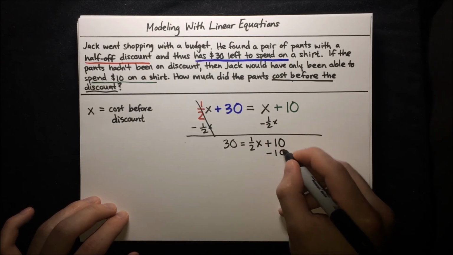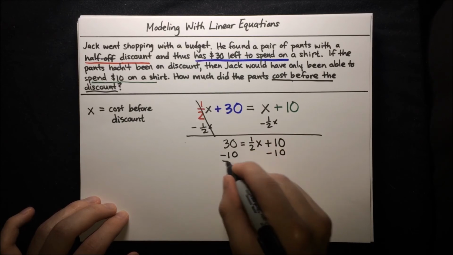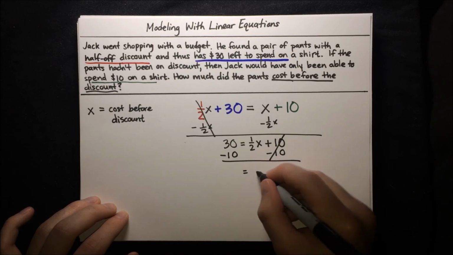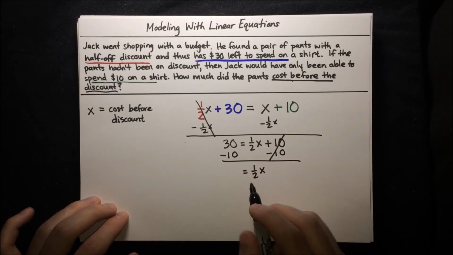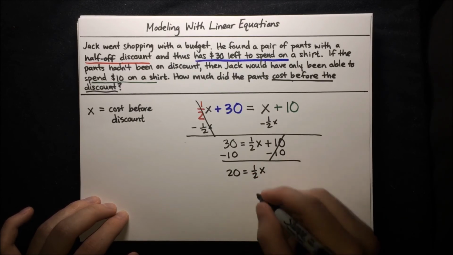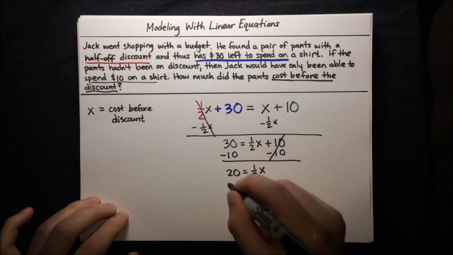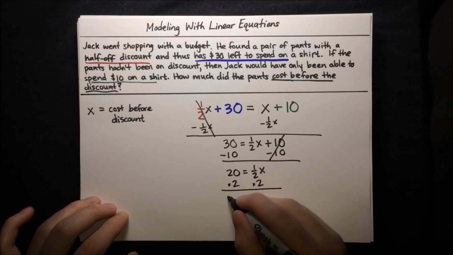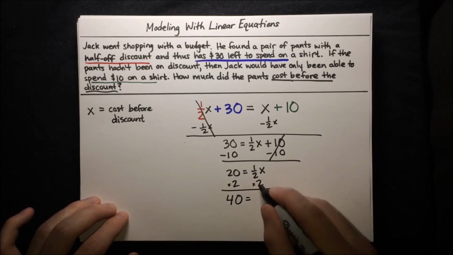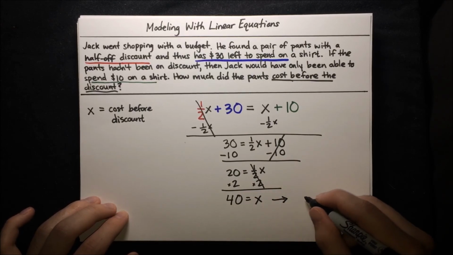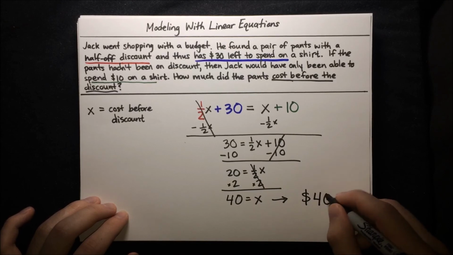Let's subtract 10 from both sides. Minus 10, minus 10. The result there, minus 10 cancels the plus 10. We've just got equal to a half x on this side, and then 30 minus 10 is 20. Now to get rid of the half, we can just multiply by 2 times 2 on both sides. And what do we have? Well, 20 times 2 is 40, and then a half cancels with that times 2, and then we just have x. So 40 equals x. That means the cost before discount was $40.